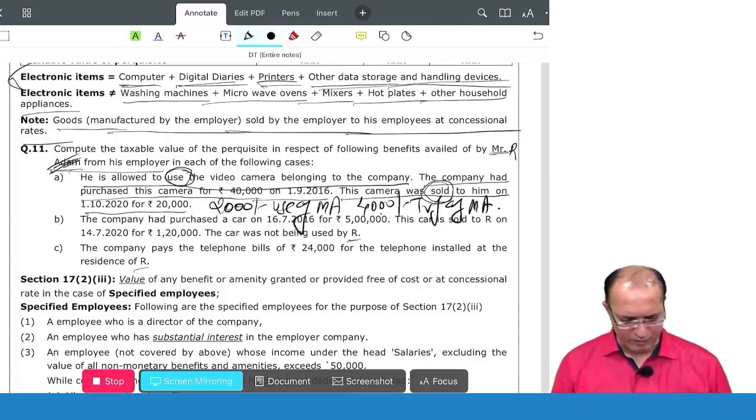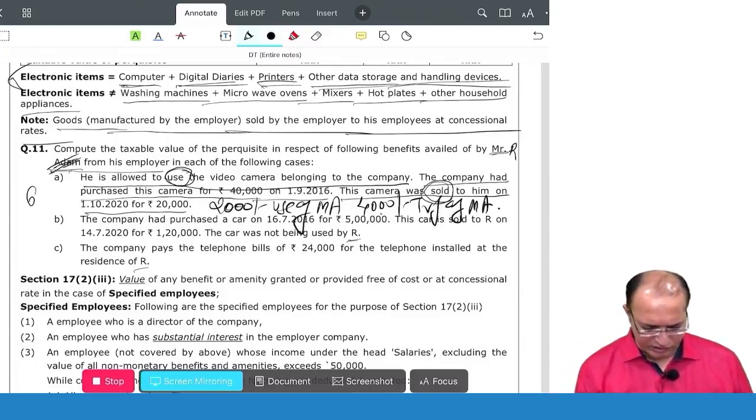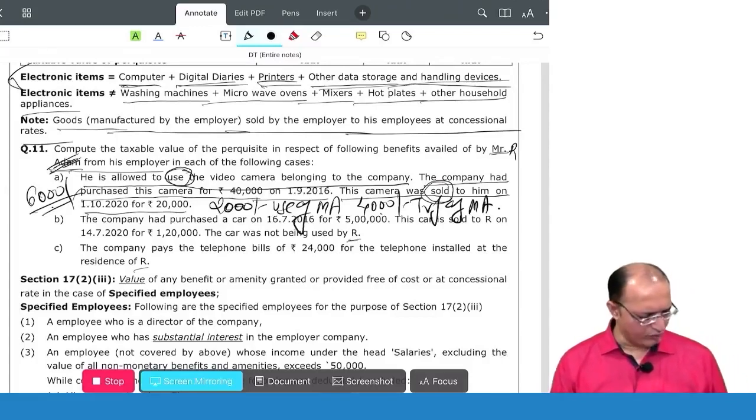First of all, tell me, have you understood? The correct answer is 6,000 rupees. None of you had given me the answer as 6,000. But now have you understood this?